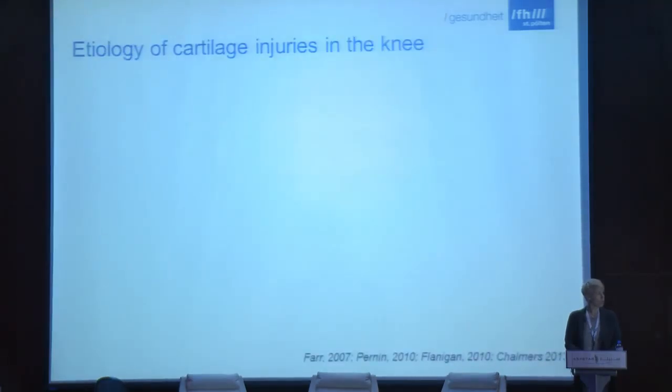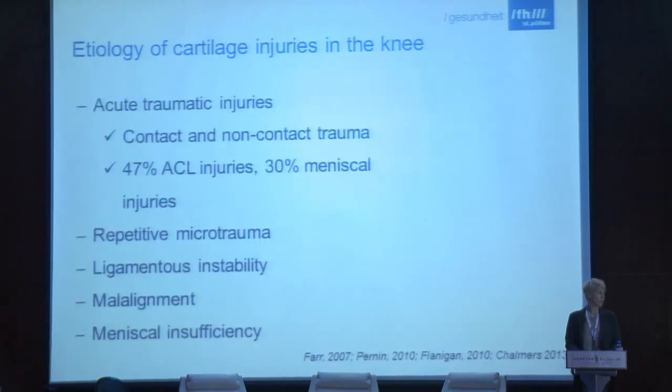What about the etiology of cartilage injuries? We also heard a lot on this topic in the last 2 days, and we know that the most common reason is acute traumatic injuries. So one way to prevent cartilage injuries is, of course, to prevent the trauma itself: contact traumas and non-contact traumas, mainly ACL injuries in the knee and meniscal injury. But we should not forget repetitive microtrauma, with axial load, with shear and compression forces, ligamentous instability, malalignment, and also meniscal insufficiency.